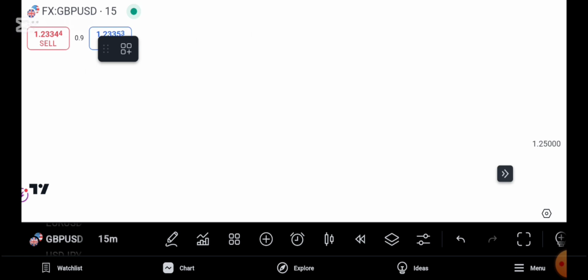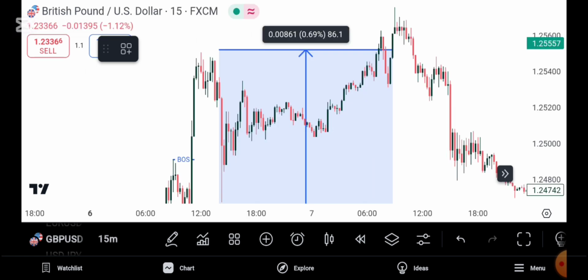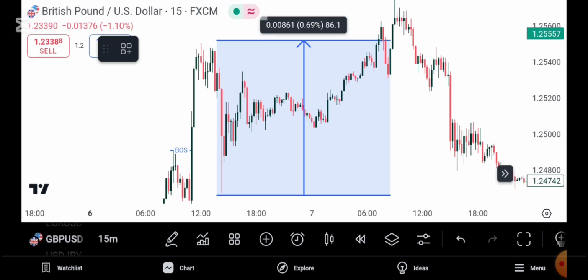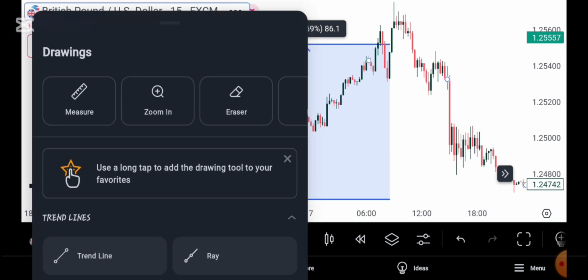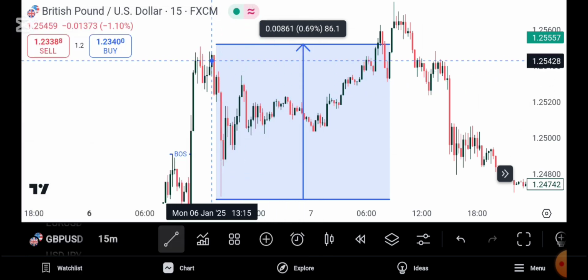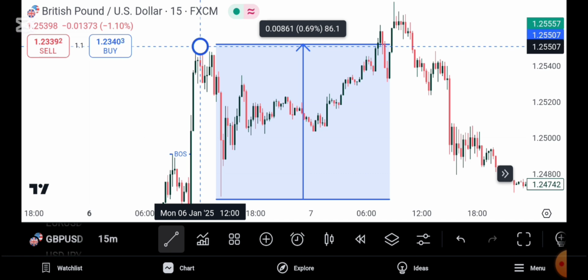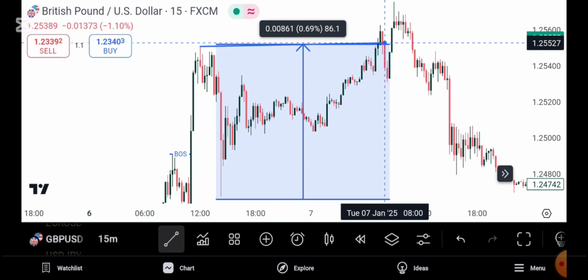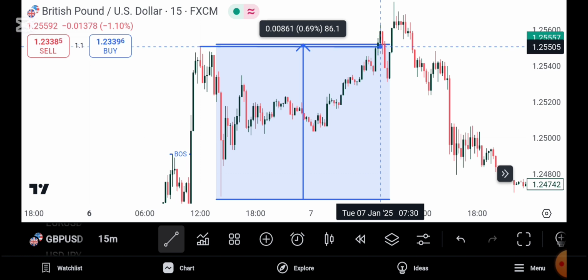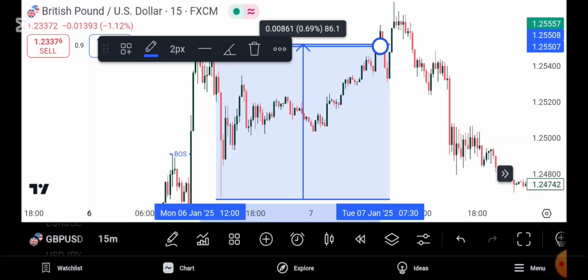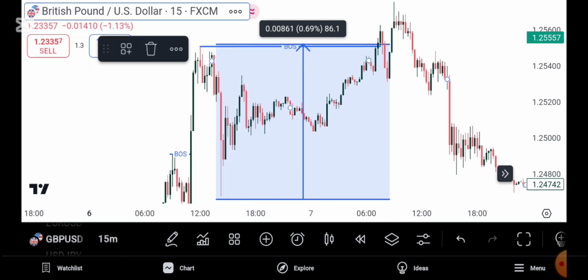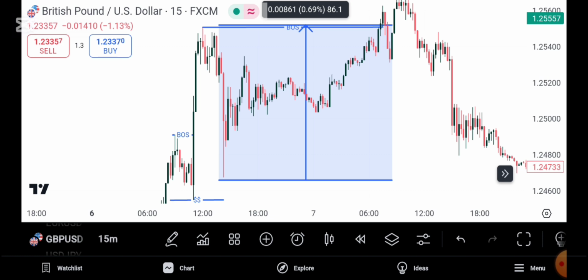Let me show you another BOS at this point. This is another BOS, another BOS, 15 minutes BOS, which now shows that the market was at this zone.